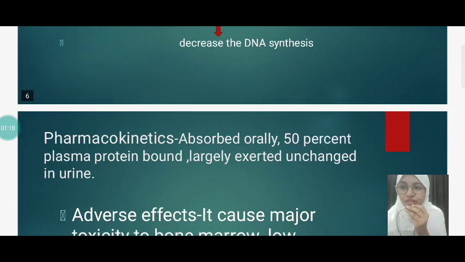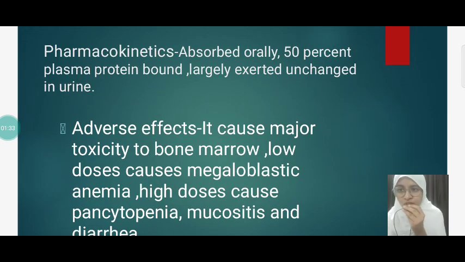So its pharmacokinetics. It is absorbed orally and 50% plasma protein bound. Largely it is excreted in unchanged form in urine. Now we will study its adverse effects. Its major adverse effect is toxicity to the bone marrow. Low doses cause megaloblastic anemia and high doses cause pancytopenia, mucositis and diarrhea.